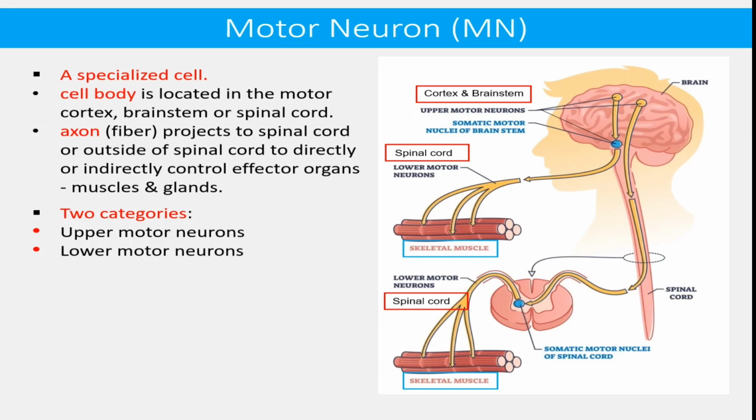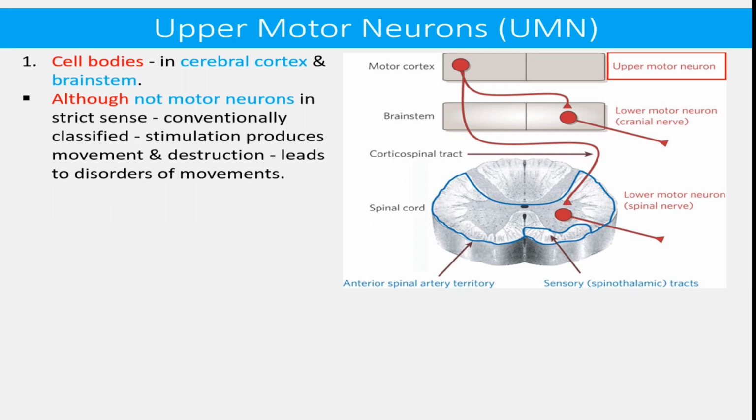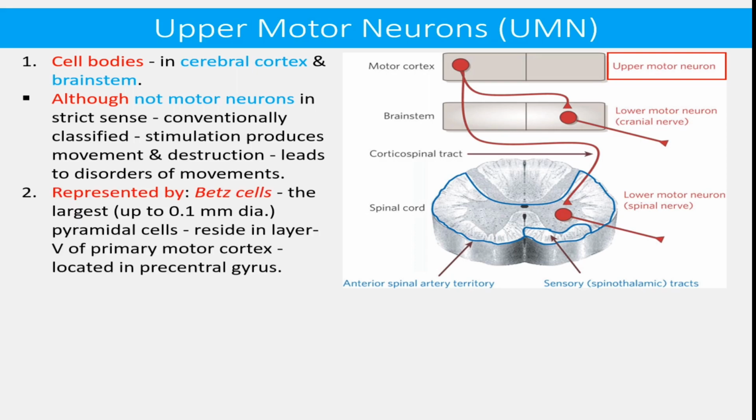There are two categories of motor neurons. One is upper motor neuron, the other one is lower motor neuron. Now, first the upper motor neurons. Cell bodies of these neurons are located in cerebral cortex and brainstem. Although they are not motor neurons in the strict sense, conventionally they are classified as motor neurons because their stimulation produces movement and their destruction leads to disorders of movements.